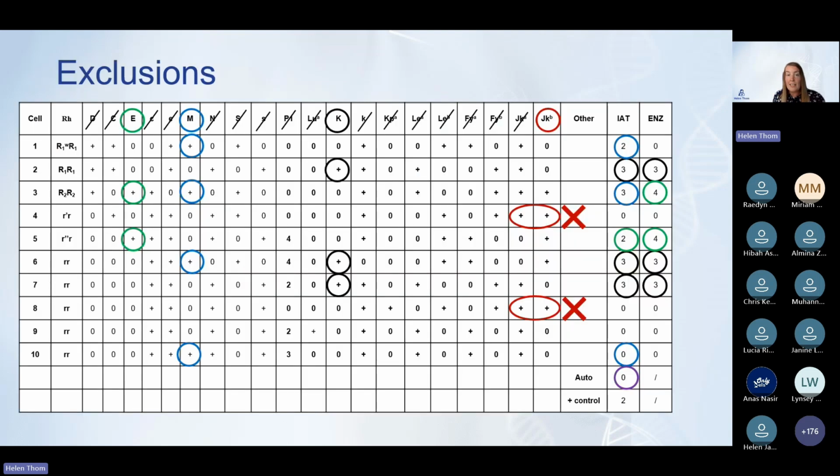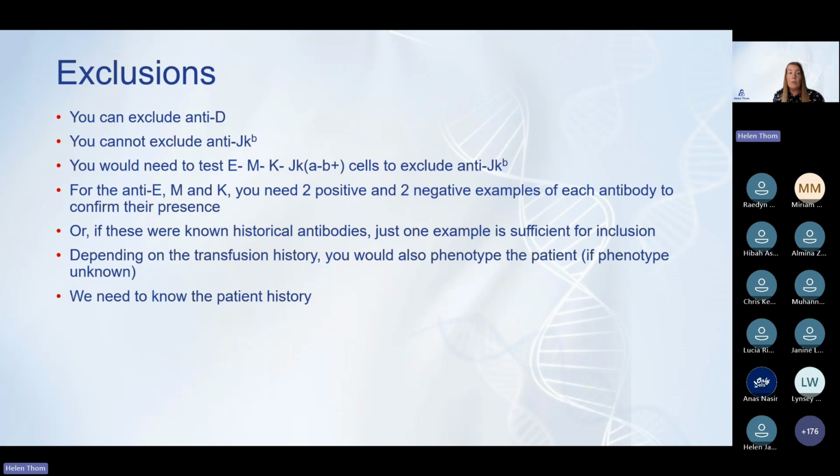And just to highlight that here for you, the two cells, so lines 4 and 8, are actually heterozygous expression for JKB, so it's single expression, so you wouldn't be able to use that cell to exclude. So we can exclude anti-D, we can't exclude anti-JKB. You would need to test the big E and K negative cells against homozygous JKB to be able to exclude anti-JKB.